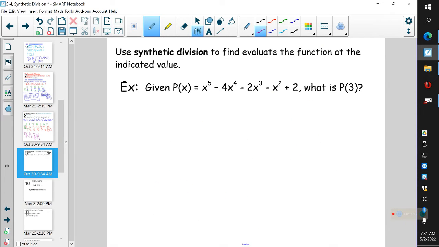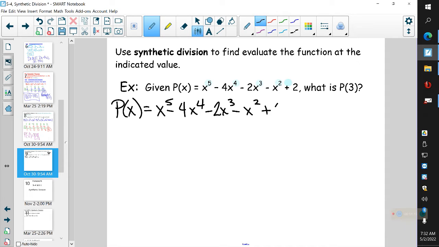One more example. The last example I want to do is it says use synthetic division to evaluate the function at the indicated value. So different problem, different value. So check your powers. 5, 4, 3, 2. Ooh, I'm missing a 1. So I need to rewrite my P of x. So P of x is x to the 5th minus 4x to the 4th minus 2x cubed minus x squared plus a 0x plus a 2.